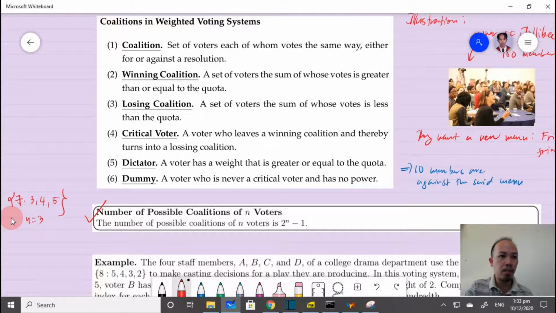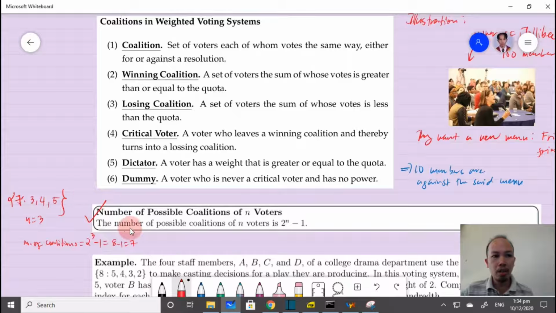But if I didn't mention the quota, all you have to do is sum all these weights, divide by 2, and add 1. So we have 9, 12, 12 divided by 2 is 6, plus 1 is 7. Oh, it is correct, so maybe this is a coincidence. But anyway, the number of coalitions is equal to 2 to the 3 minus 1, which is 2 to the 3 is 8, minus 1, so we have 7 coalitions all in all.